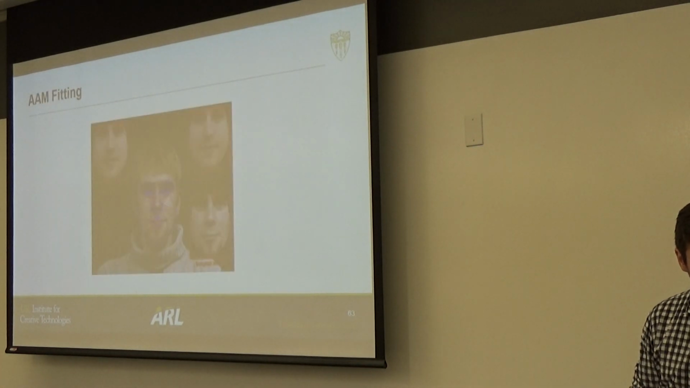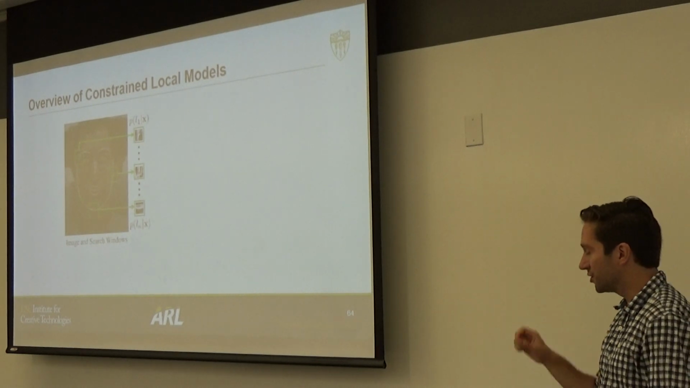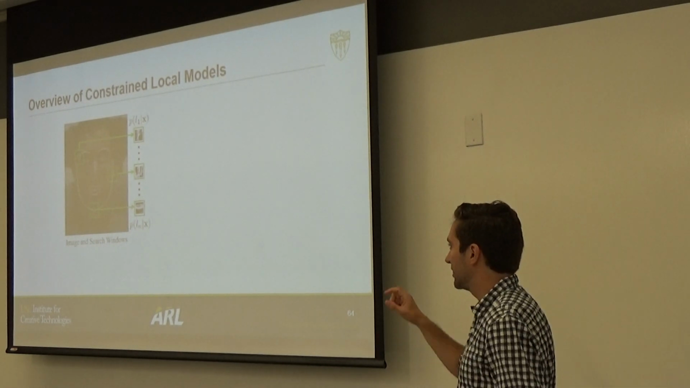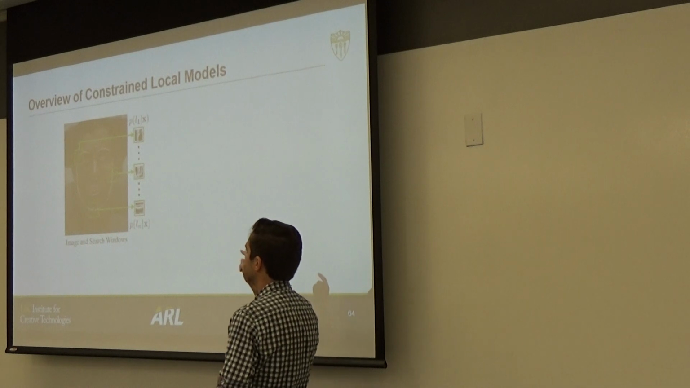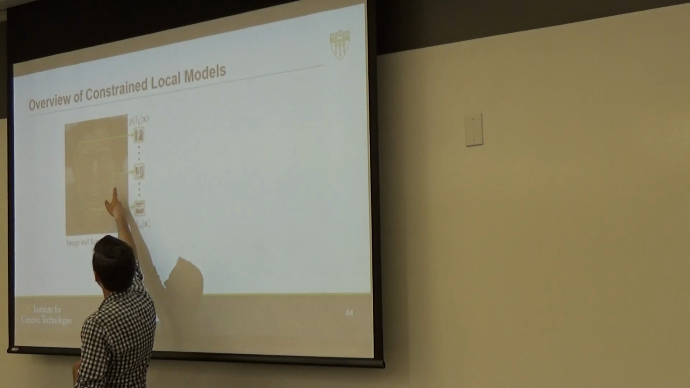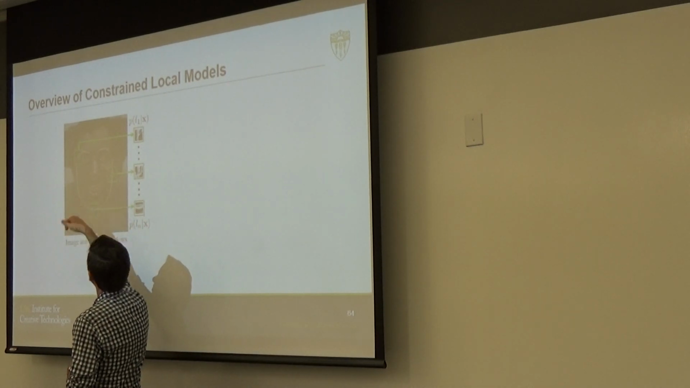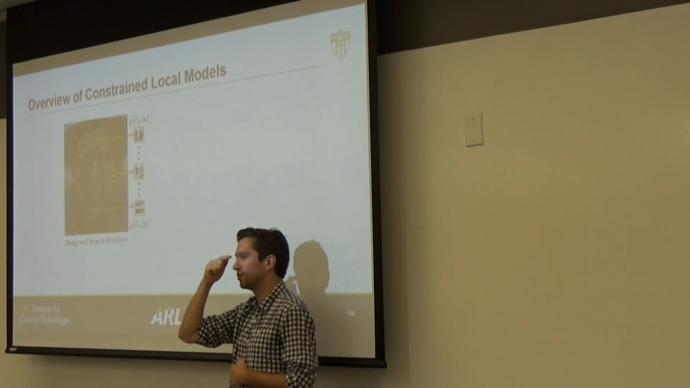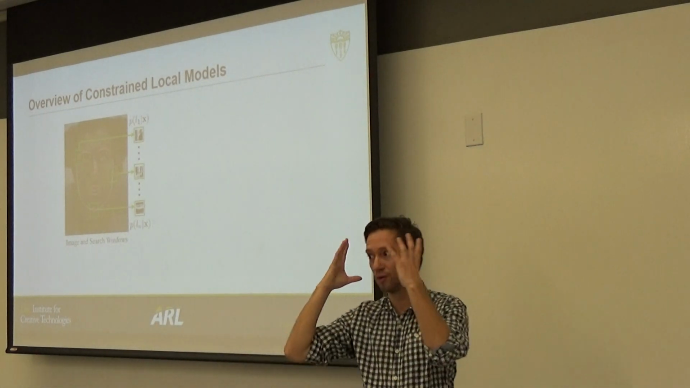So what the constrained local model tries to do is only model the texture that is very close to those points that you're trying to track. For example, here the eyebrow on the top left, you only try to model a very small window around this instead of the whole face.